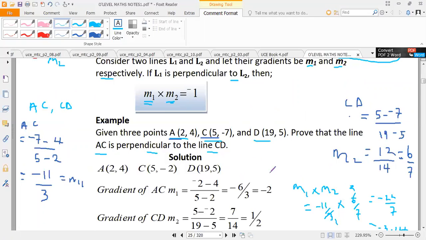So therefore, we conclude that since the product of M1 multiplied by M2 is not equal to negative 1, then AC and CD are not perpendicular to each other, because the product of their gradients is not equivalent to negative 1.